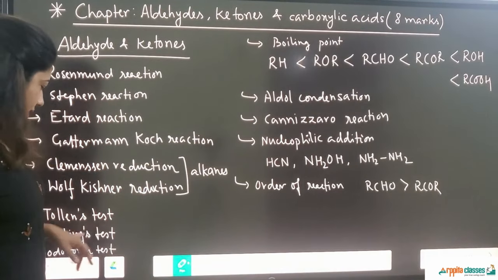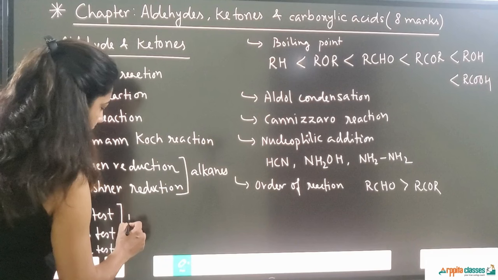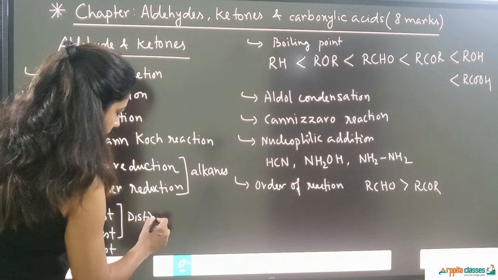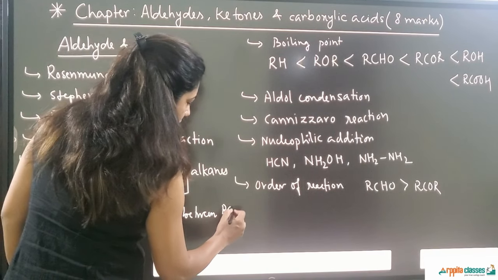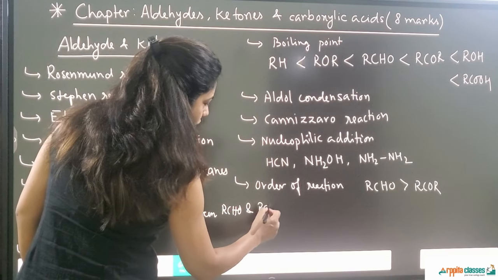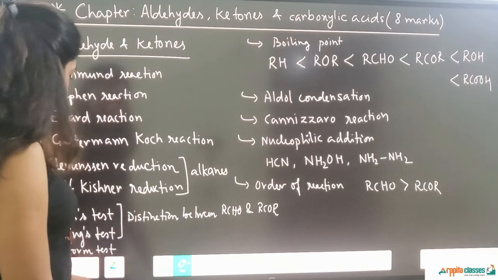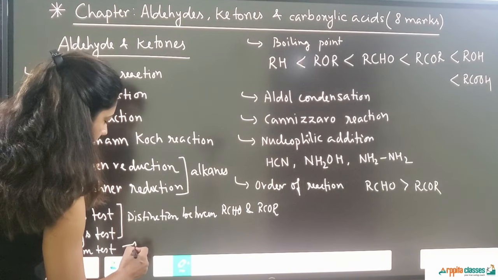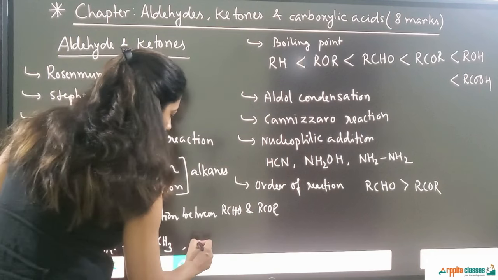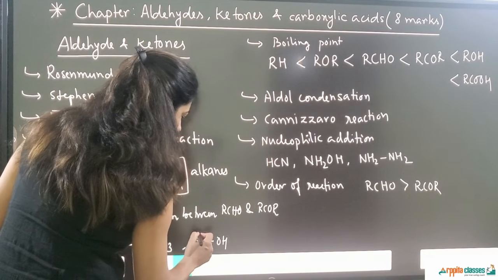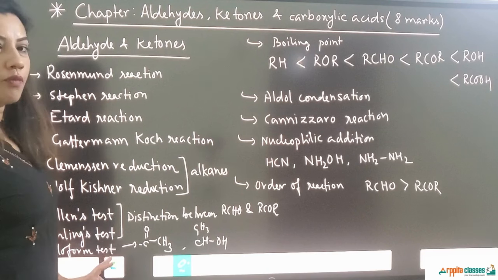Okay. Then we have Tollens test and Fehling's test and iodoform test. Tollens test and Fehling's test, you know that these tests are the distinction between aldehydes and ketones, RCHO and RCOR. And iodoform test is shown by methyl ketone, that is COCH3 group, wherever the COCH3 groups are present, or maybe the CH(OH)CH3 groups are present, iodoform test is shown by them. So this is also very important. Prepare the short note of iodoform test.